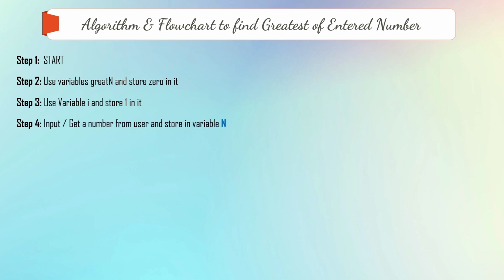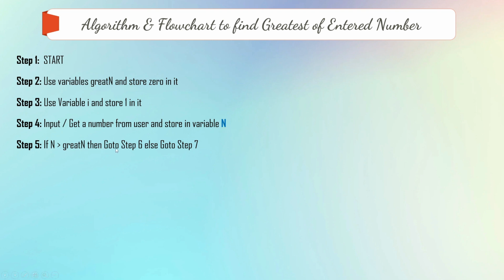Now input or get the number from the user and store it in variable n. This number is very important because we will be checking whether it is greater or not, and then we will be storing this variable n in greatN. We will be storing only the numbers which are greater in greatN, and finally we will show which is the greater number. Step 5: if n is greater than greatN, that is, if the new number that the user has entered is greater than the greatN stored with us, then the number in greatN will be replaced by n. That's what we are doing.